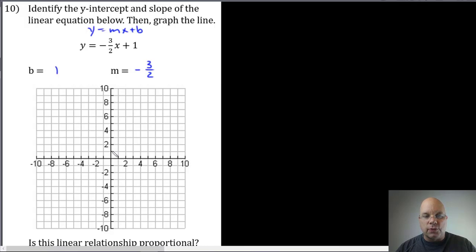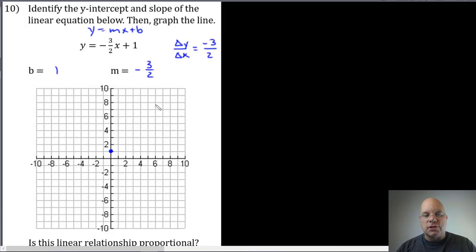We know that the line is going to intersect the y-axis at positive 1. And then we can use the slope to identify other points. We know that slope is change in y over change in x. And so I'll represent negative 3/2 as negative 3 over positive 2. I could also represent it as positive 3 over negative 2. I'll get different points, but they'll both be on the line.